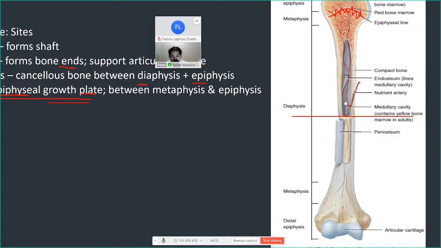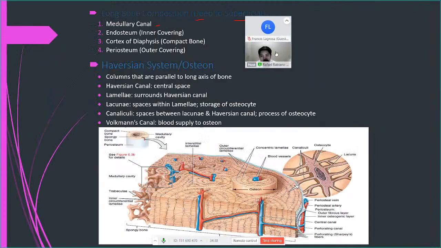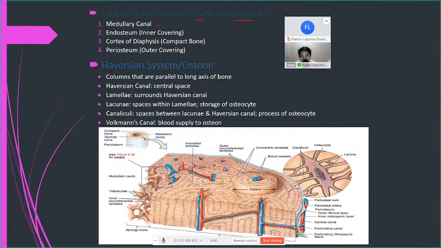Again, the deepest part is the medullary cavity. Then there is a lining inside, the endosteum. Then compact bone. Then periosteum. So those are the layers from deepest to most superficial. Again, medullary canal, endosteum, the cortex of the diaphysis or the compact bone, as I said, and the periosteum, the outer covering. Alright, next we have the Haversian system.